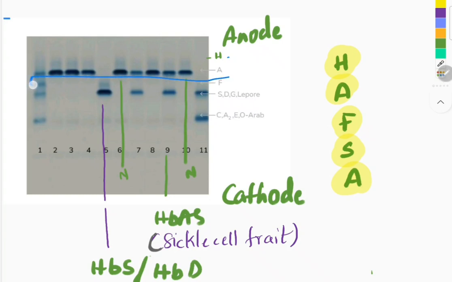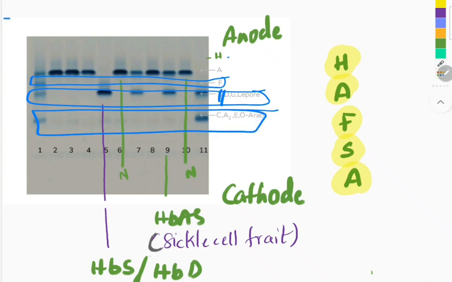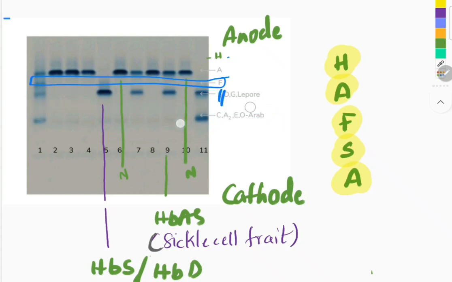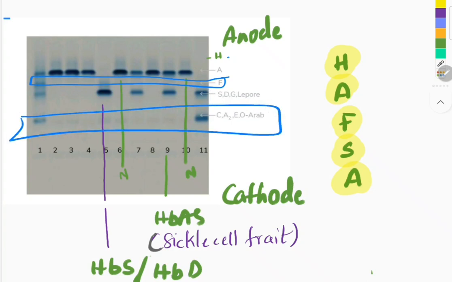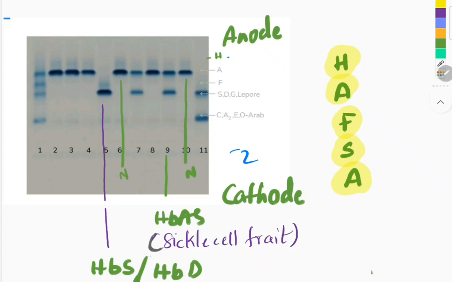Now this area is for HbF and this area is for HbS, HbD, and this area is for HbC. C stands for cathode here. The last area is for HbA2, HbC, HbE, HbO. I've written the numbers here, 1 to 11, these are the patients.